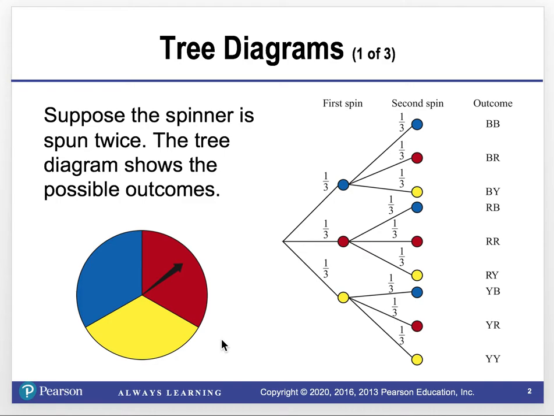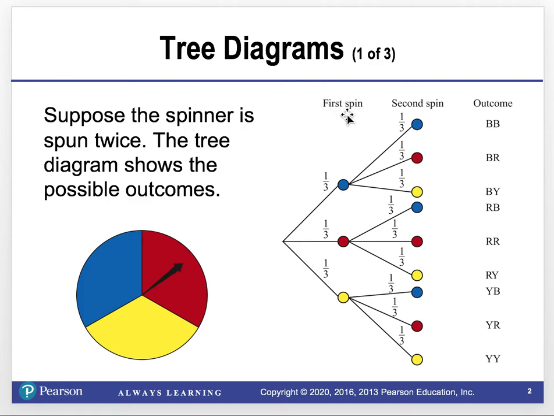So, for example, here, suppose the spinner is spun twice. The tree diagram shows the possible outcomes. The reason this is called a tree diagram is because we make branches for each stage of the experiment. On this one, it's spun twice, so we're going to have two sets of branches.